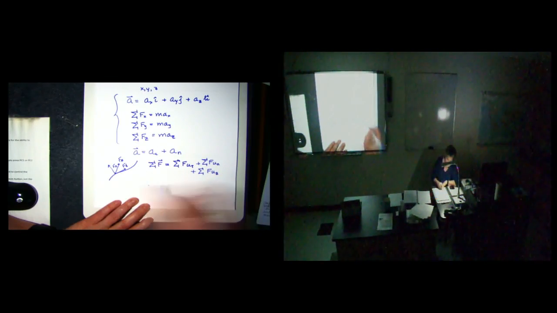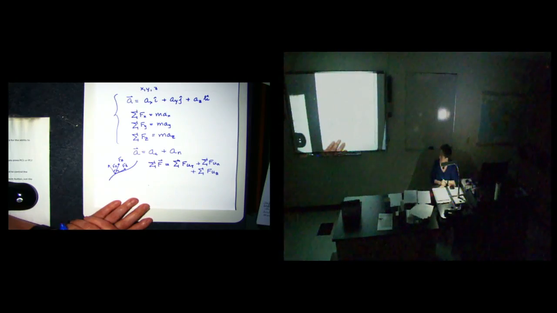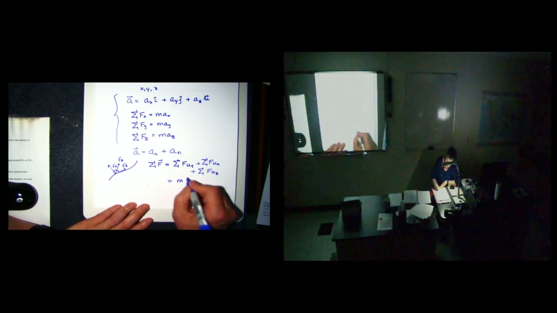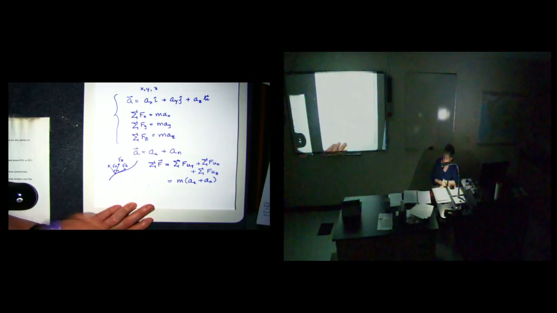And this ends up, all right, we get a_t is equal to dv/dt, and a_n is equal to v squared over rho, where rho is the radius of curvature. And we end up with this one giving us our centripetal acceleration that we've seen before.